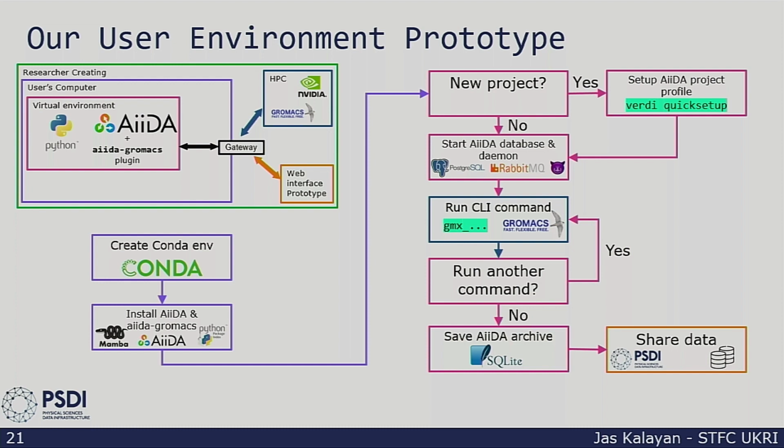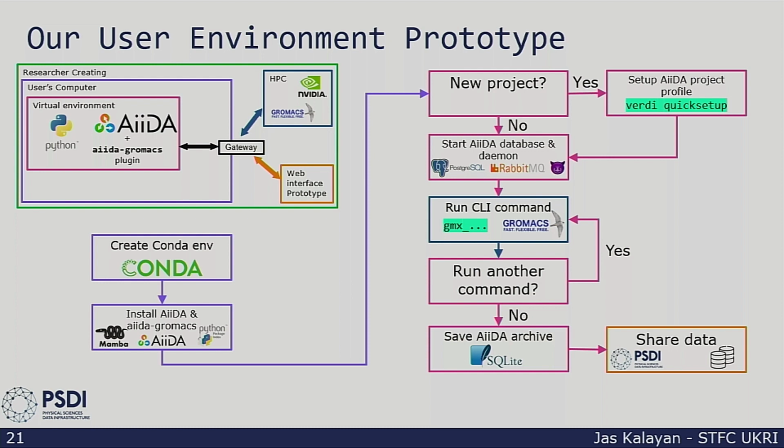So a little bit more detail on the user environment and actually using AiiDA-GROMACS. This is what the workflow would look like if somebody did want to use it. You'd create your Conda environment, install AiiDA and AiiDA-GROMACS, and then you can start a new project. AiiDA has some command line utilities for you to set up a profile. This is the verdi quicksetup command. With AiiDA, you need to start some databases and daemons in the background, and then you can start running your commands as you would normally.